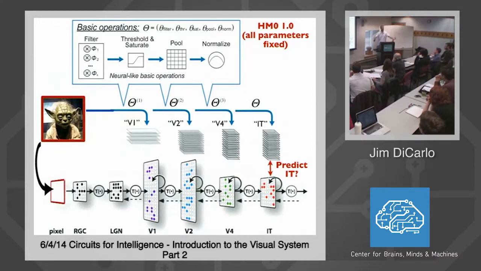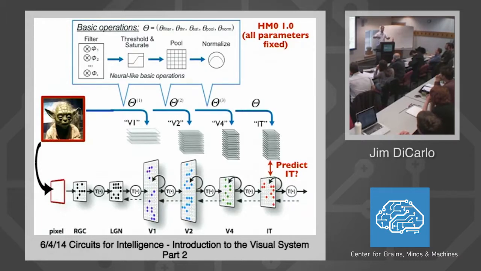So, you're matching the IT responses, but is the idea that the parameters are learned in a similar way that the brain might learn the parameters? Yeah, great question. We're agnostic as to how the brain optimized to get to this point. It could be evolution, it could be development, it could be both.